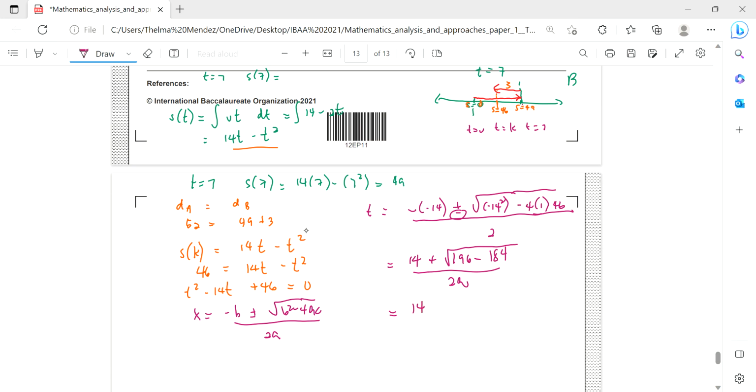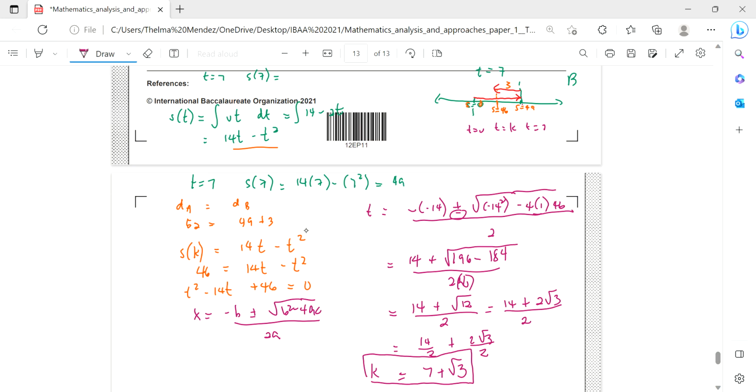So this is 14 plus the square root of 12, over 2a, which is 1 times 2, so over 2. And this is the same as 14 plus, if we factor this out, 2 square root of 3, all over 2. Split that out: 14 over 2 plus 2 square root of 3 over 2. So our final answer is 7 plus square root of 3. This will be our value of k because t equals k. Okay, we're done.